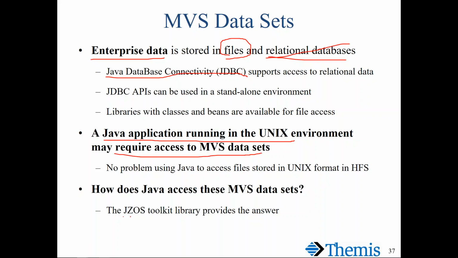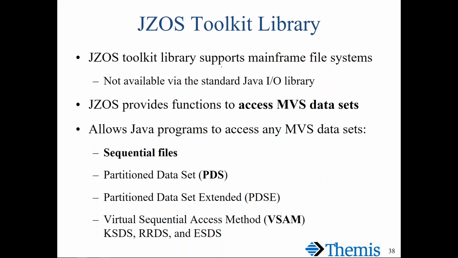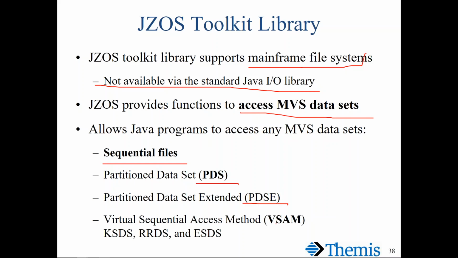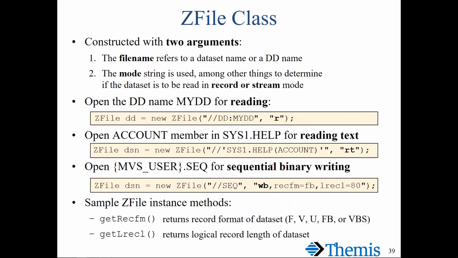This is where the JZOS Toolkit library gives you some additional capabilities, supporting mainframe file systems, which are not available through the java.io package and classes that are supplied there. So JZOS provides all kinds of capabilities for accessing MVS data sets of all types: sequential, PDS, VSAM, KSDS, as well as other types of VSAM files. We'll take a brief look at that.